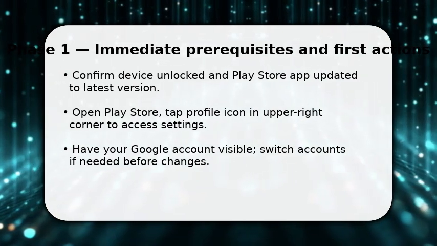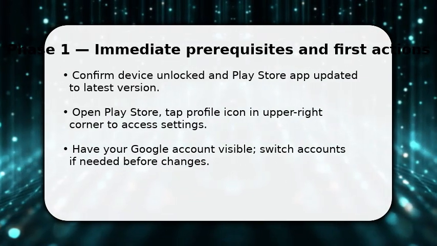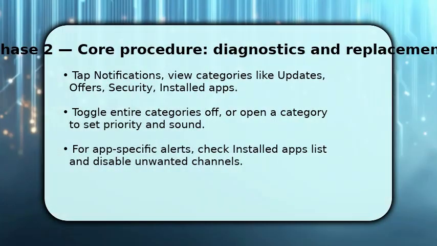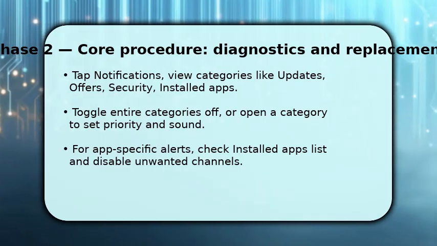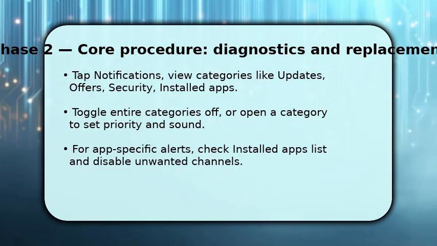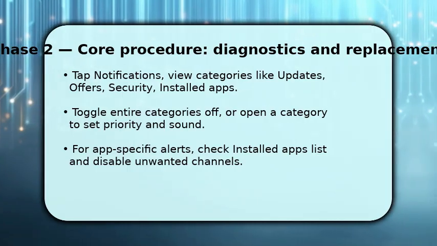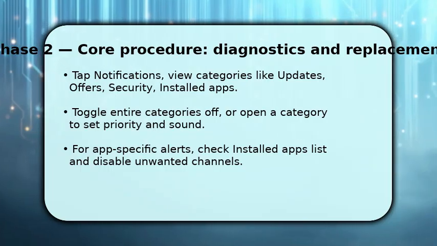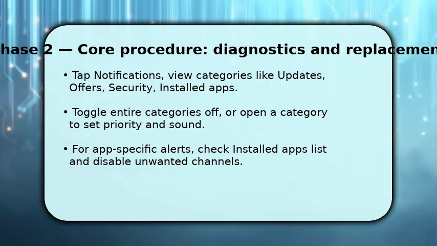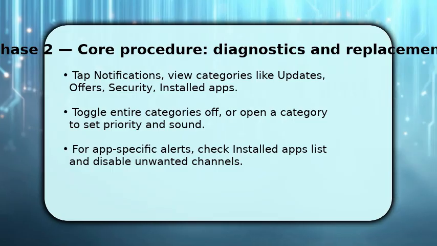Now you're inside Notifications, where Play Store lists channels, updates, offers, security, and installed app prompts. You can toggle an entire category off to stop that class of notifications. Use this when you never want promotional messages. Alternatively, open a category to change sound, vibration, or importance when you want quieter alerts but not full silence.